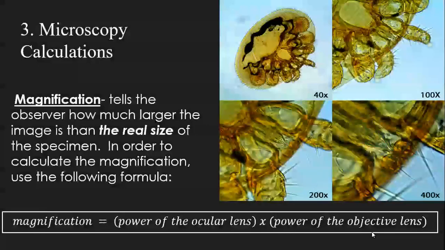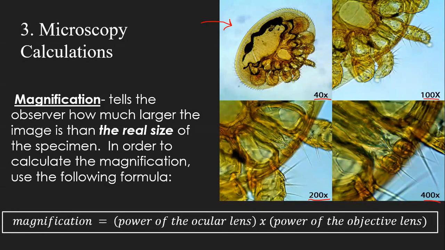So there are a number of calculations that we have to do in biology when we're dealing with microscopes and viewing specimens under microscopes. The first thing that we need to know is the magnification of the image that we're looking at. So magnification tells us how much larger the image is than in real life. So for example, when we're looking at this little critter right here, the 40 times tells us that the image is 40 times larger than the actual animal. In this case, 100 times greater, 200 times greater, and 400 times greater.